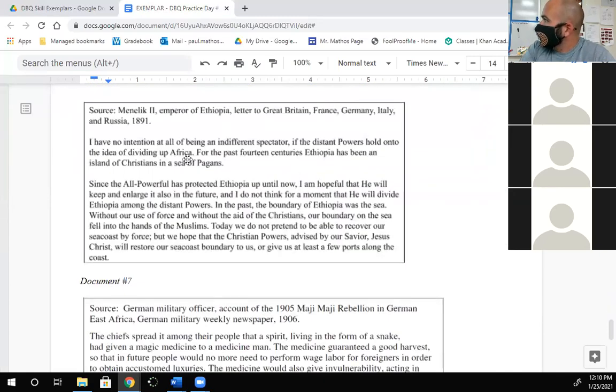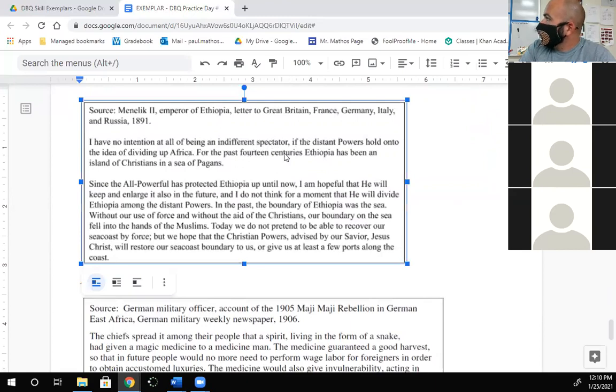So this first one, Emperor of Ethiopia, when I'm reading this, and you guys can help me out here, does it seem like he's obviously Christian himself, right? I mean, clearly, I'm looking at this. He's talking about the all-powerful and things like that. He's definitely Christian. But what does he seem to be doing as a response to the European imperialists coming in and trying to take his land? What's he kind of doing here?